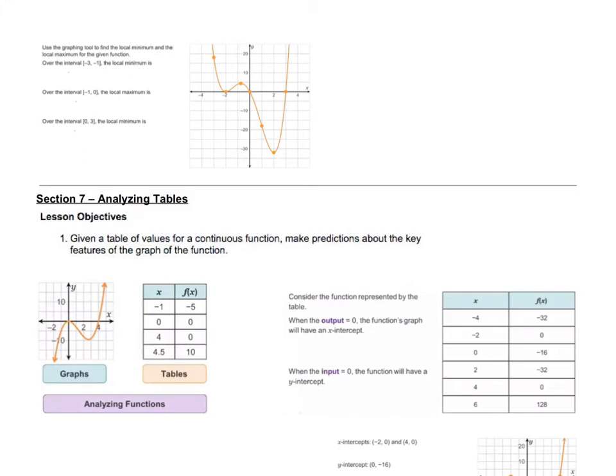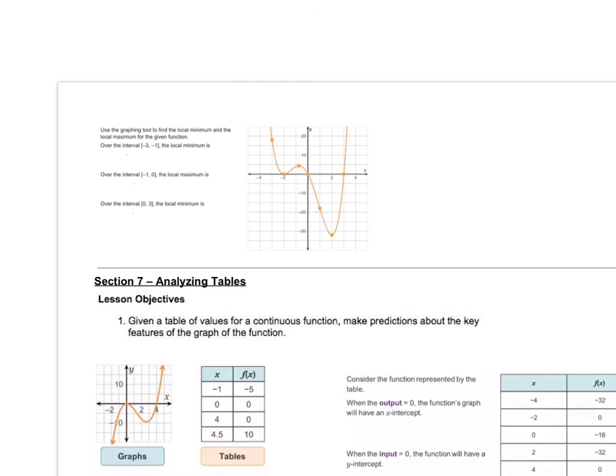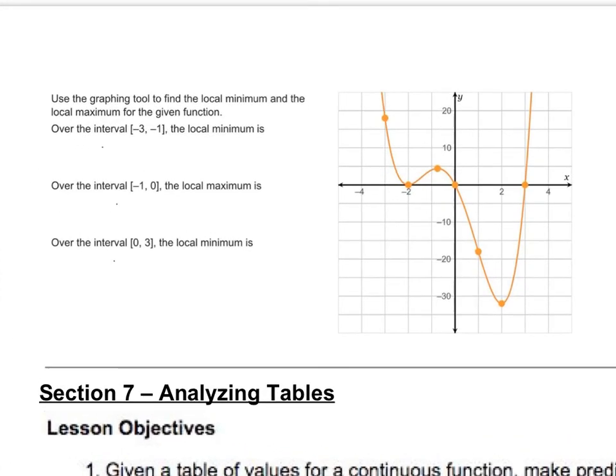Let me check and see if there's anything on the next page. And boy, oh boy, is there another graph, okay? So let's take a look at here. And let's answer this one question, okay? And it says, use the graphing tool to find the local minimum and the local maximum for the given function, okay? So, okay, if it's asking for minimums and maximums, then let's highlight where the graph is increasing and where it's decreasing, okay? So we're decreasing here, okay? And then we are decreasing here, okay? And then we are increasing from there to there, and we are increasing here to here, okay?